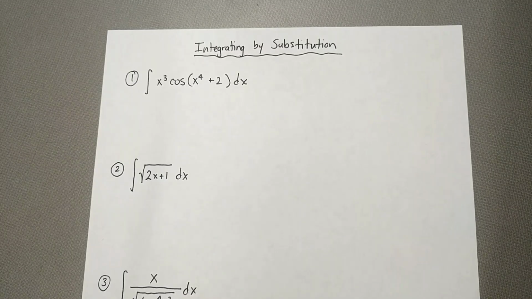Anyways, the idea is that you are actually working with the chain rule in reverse. So what we'll be dealing with is this idea that there's an inside function, and we see the derivative of that inside function also within our problem. So let's get started right away with this first one.